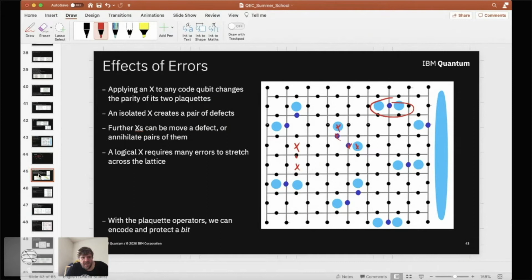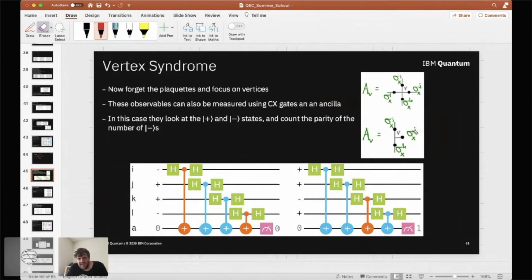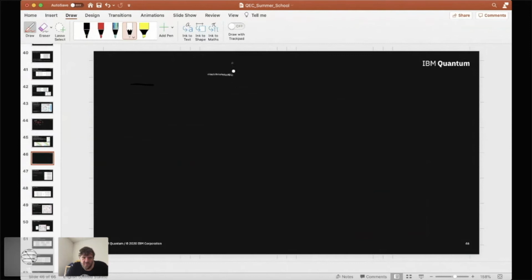Okay, now let's move on to a code. Let's forget these plaquette syndromes and move on to a code entirely done by the vertex syndromes. And for this, it's exactly the same, but we have X's instead. So we're measuring in the X basis. Usually when we do a measurement, it takes the zero state and turns it into a result zero, and takes the one state and turns it into the result one. Instead, we're going to do what's called an X measurement.